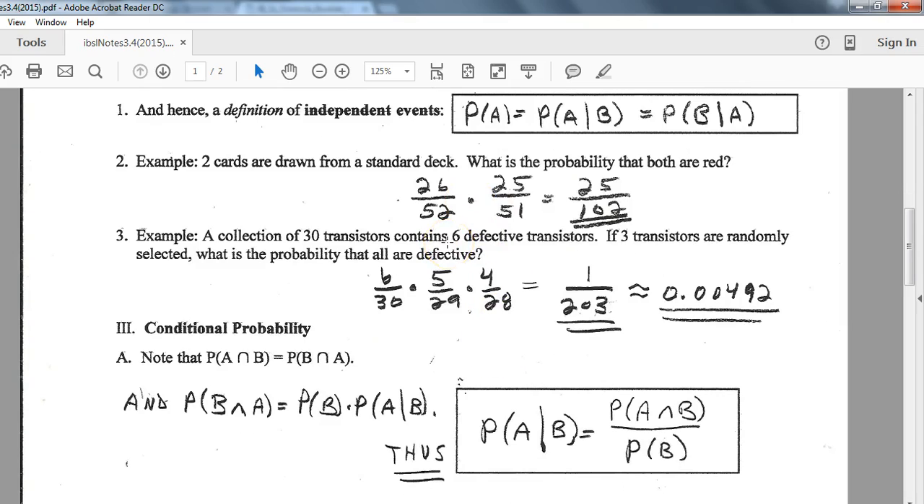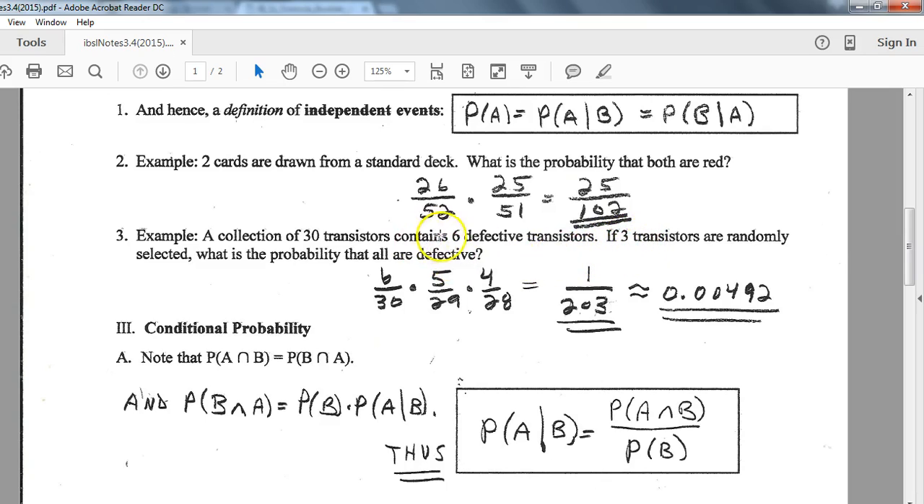Another example here, and again, there's a couple places in this video I'd encourage you to just pause and give one of these a try. So 30 transistors, 6 defective. We're going to randomly select 3 of those. And what's the probability that they're all defective? So it's the probability of defective, defective, defective.